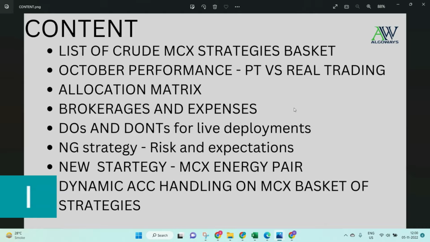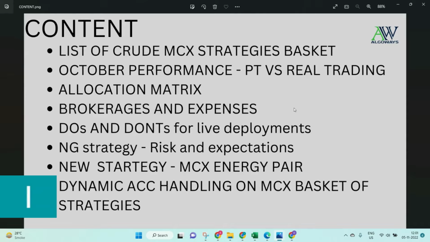Then there is a strategy on natural gas as well. So what are the risks associated with this and what could be the expectation? Because there are a few queries, in fact, a lot of queries about the NG strategies, and the question is why I am not doing this strategy. So we'll touch upon that.